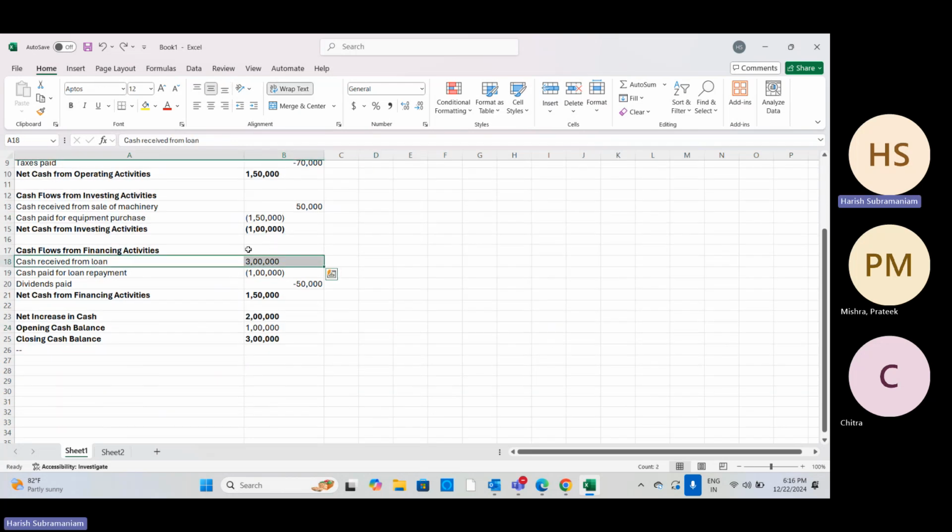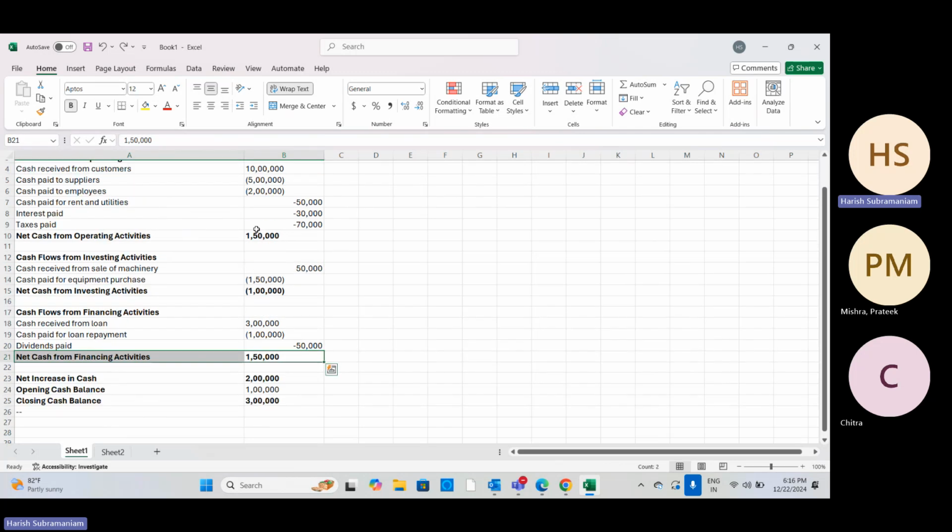Let's say they have taken a new loan, which is approximately 3 lakh. They have done a loan repayment, which is like 1 lakh. And then let's say the business has also paid some dividend, which is approximately 1.5 lakh. And then we'll see, okay, this is 1.5 plus 1.5, which is basically 3. 3 minus 1 is 2. So then the net increase in cash is basically 2 lakh.